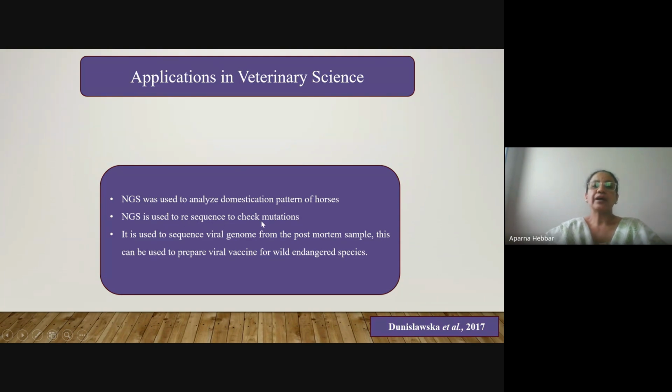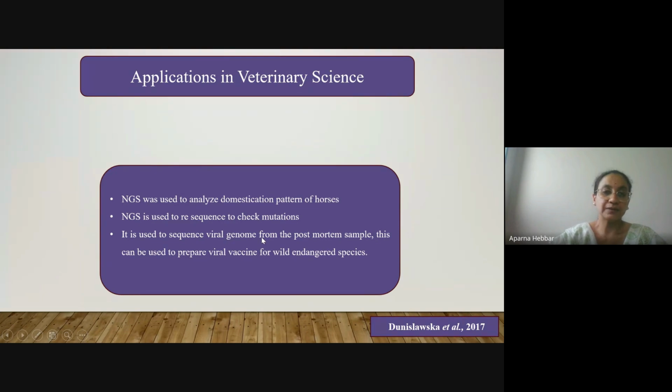And sometimes it is helpful to resequence to check mutation, because some genomic sequencing was already done for a particular bacterium or an animal or buffalo or anything. At that time NGS may not have been available, so it might have been done by the traditional method of sequencing. Then it can be rechecked. Now, for any mutation study, recheck for mutation by resequencing.